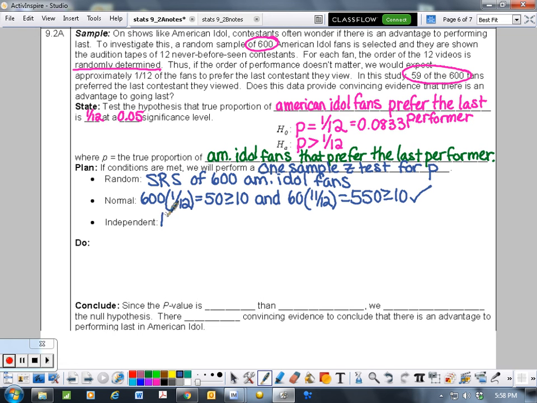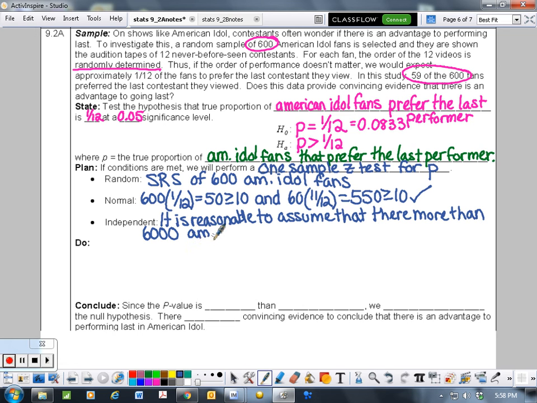Independent. It is reasonable to assume that there are more than, let's see, 600 in our sample, so 600 times 10 is 6,000 American Idol fans. How do we know this? Because millions used to watch back in the day. I don't know how many watch now because I don't pay attention, but.